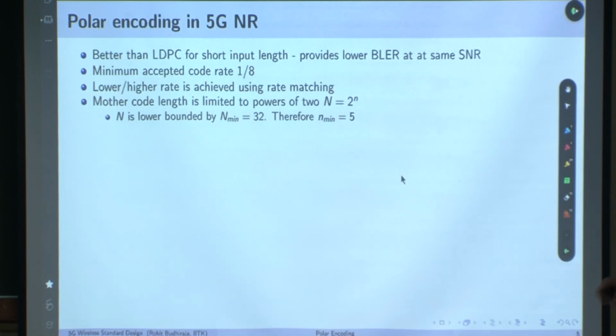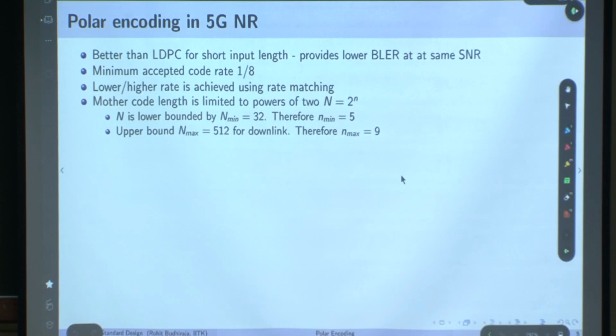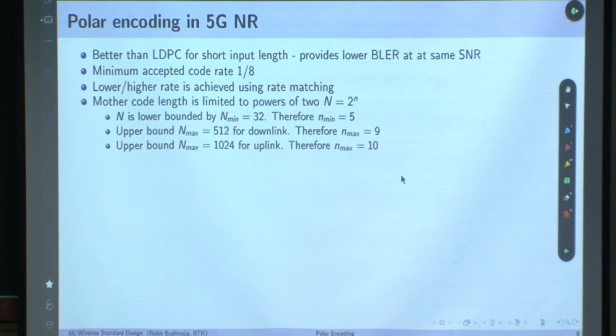What am I saying here? The output of the polar encoder, the minimum length can be 32. The upper bound n_max is 9 for downlink, which is 512, and 10 for uplink. So the maximum encoder length can be 1024. You could ask this question: why is it slightly higher for uplink?